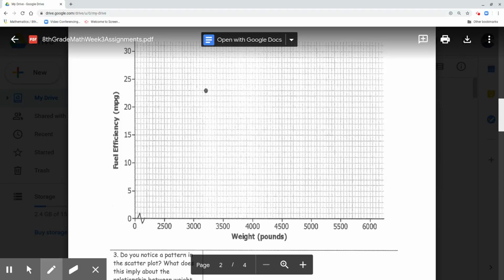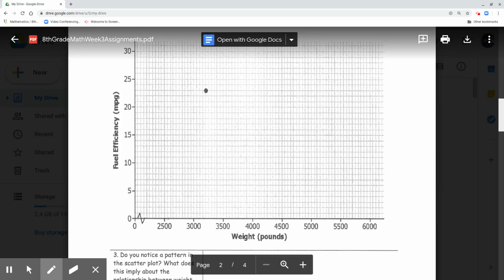So let's do the point for Model 2. Model 2 was 2,550 pounds. So if you look here, 2,500 is one of my big numbers. I'm only going to need to go one leg forward. So I'll go to the first line. That would be 2,550, since our scale is by 50 pounds.